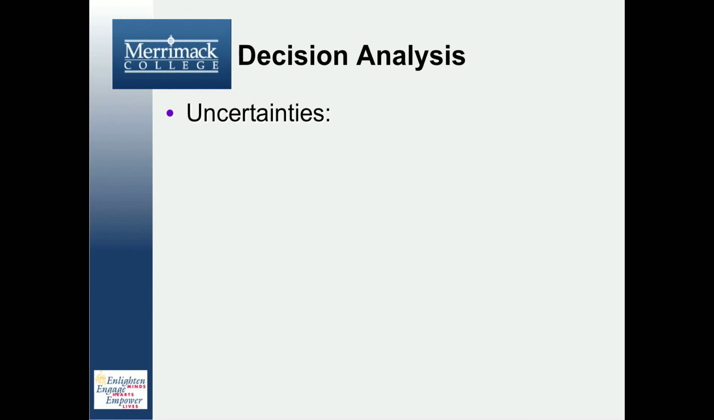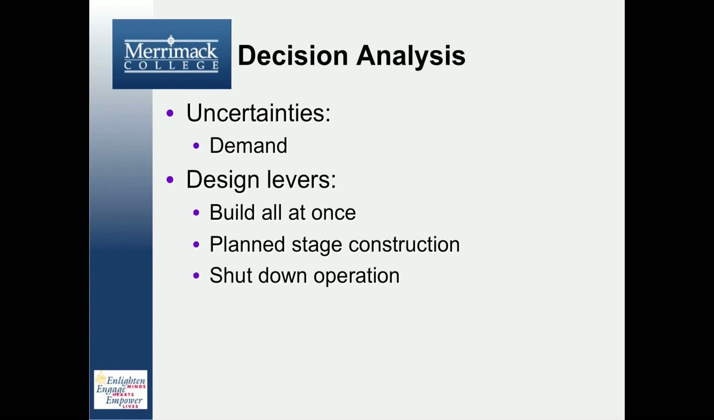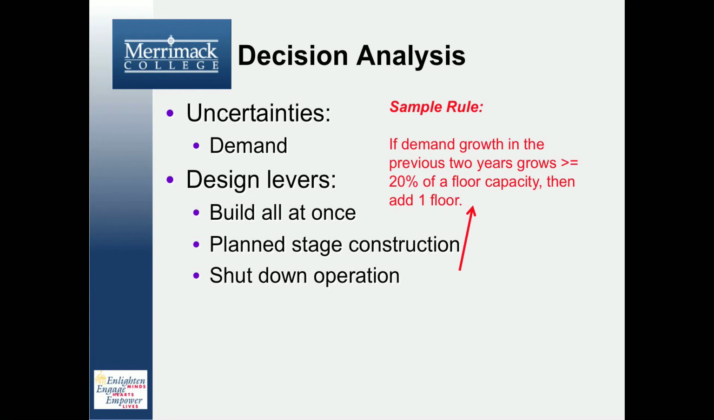If we introduce uncertainties, one natural one, certainly for the garage case, is to introduce some variation in demand, based on historical data. The design levers that I might have are to build all at once, do a planned stage construction, or shut down. We could do that too. That would certainly be an option. So, an example of a planned stage construction.